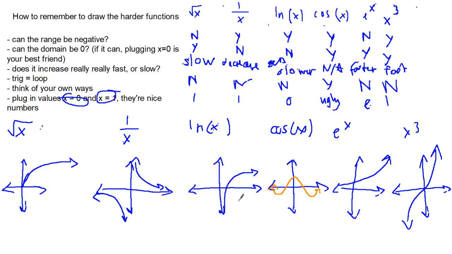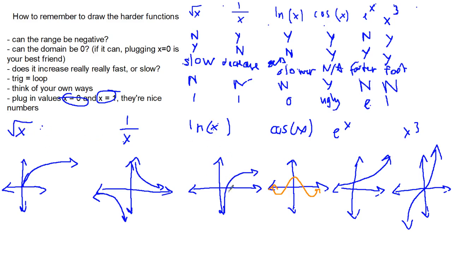Ln of 0 can't be defined, so you have to check what it does. Plug in x equals 1 and you get 0. Then try a lower value like x equals 1 half, which becomes ln of 1 half, which is ln of 2 to the negative 1. So you get negative ln of 2, which is about minus 0.693, right?